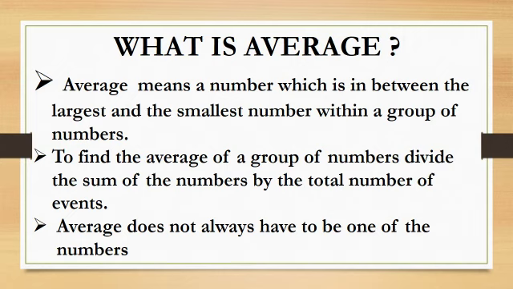To know what is average, from the above example, we come to a conclusion that average means a number which is in between the largest and the smallest number within a group of numbers. To find the average of a group of numbers, divide the sum of the numbers by the total number of events. Events means here the number of quantities. Children, keep this point in mind. Average does not always have to be one of the numbers.